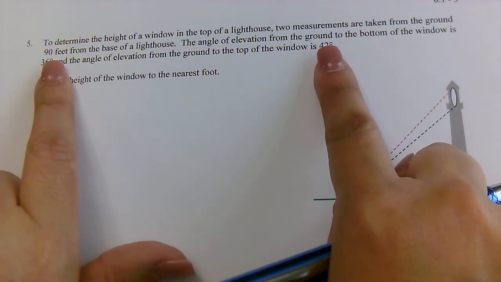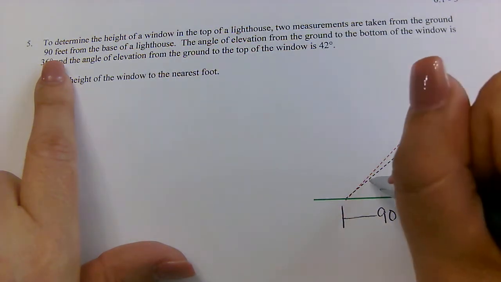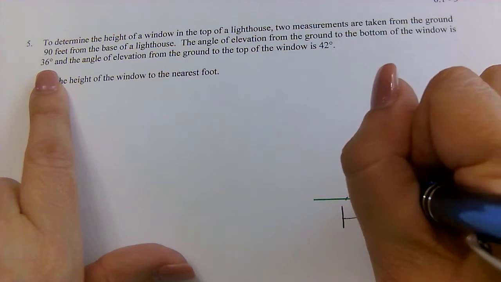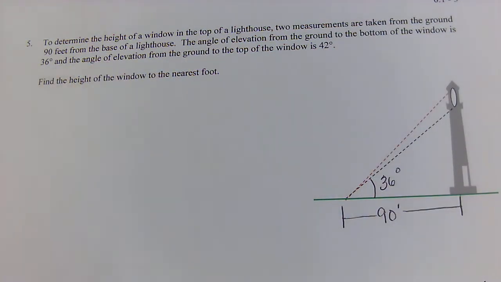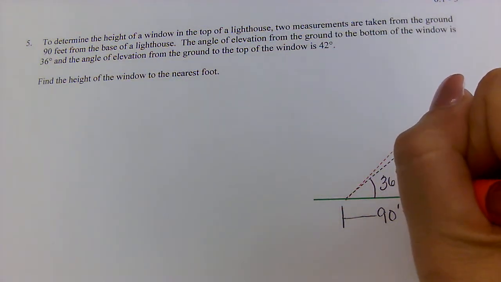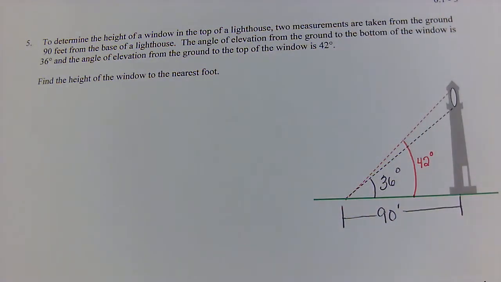The angle of elevation from the ground to the bottom of the window, which is this black line here, is going to be 36 degrees. The angle of elevation to the top of the window is going to be 42 degrees. So I'm going to label that with my red pen, since this is a red line, 42 degrees.